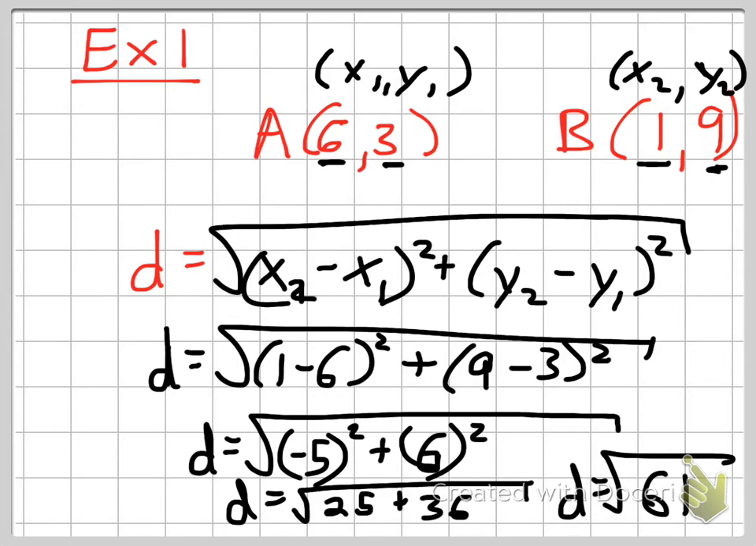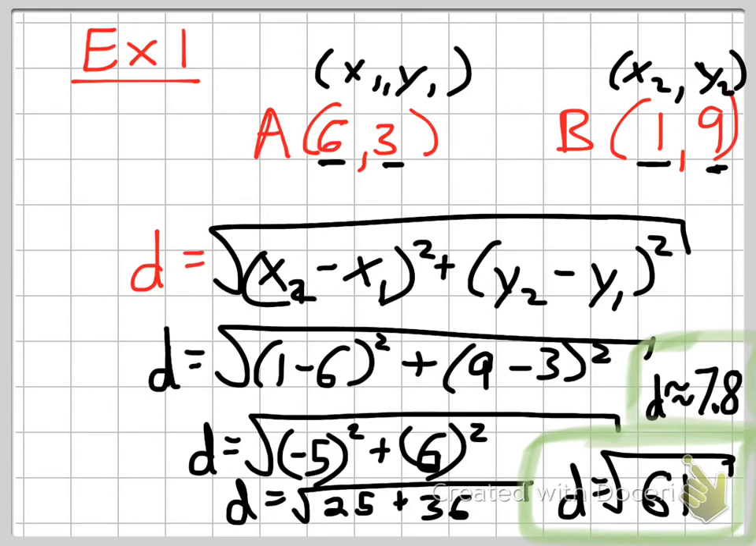So the square root of 61. You can just leave it in radical form as your answer. That would be the exact distance if you leave it in radical form. If you want to put it in your calculator, you can get an approximate distance. The distance is approximately, you have to do the squiggly line because you're rounding, 7.8. Either one of these would be acceptable as your end answer.